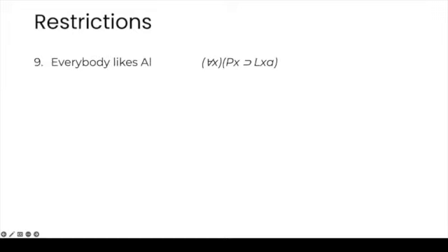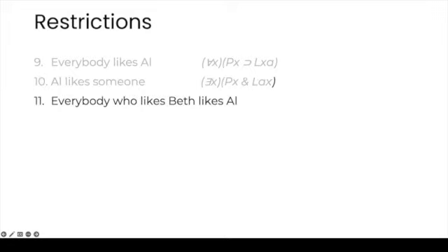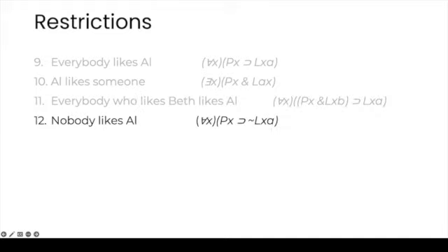So if you have 9, everybody likes Al, what you're expressing then is for every x, if x is a person, then x likes Al. And if you're saying Al likes someone, you're saying that there is an x such that x is a person and Al likes x. And everybody who likes Beth likes Al, you represent it in this way. For every x, if it is a person and likes Beth, then that x likes Al. Nobody likes Al. For every x, if x is a person, then it doesn't like Al.